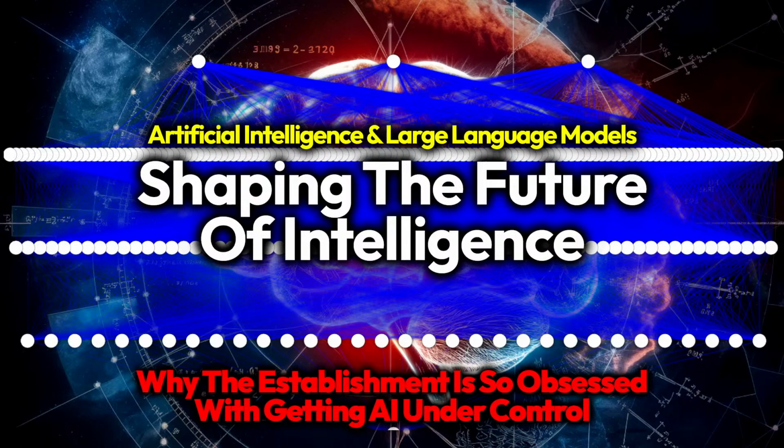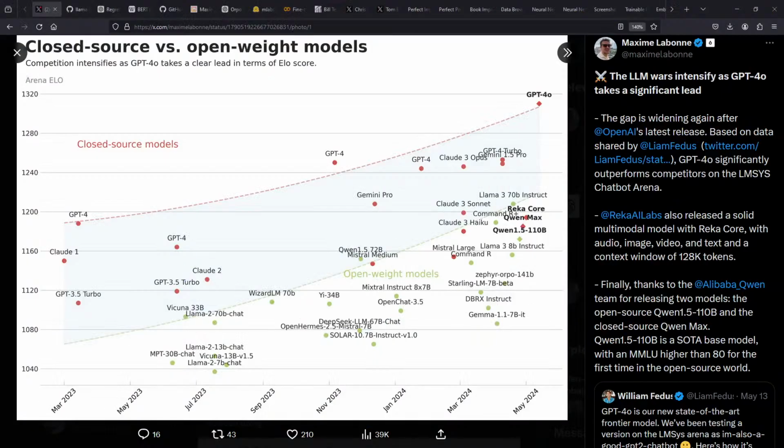So let's dive in because there's so much to cover here. So I saw this chart. This is pretty interesting. Closed source versus open weight models. I wish they had used a different y-axis here. This is the ARENA ELO score.